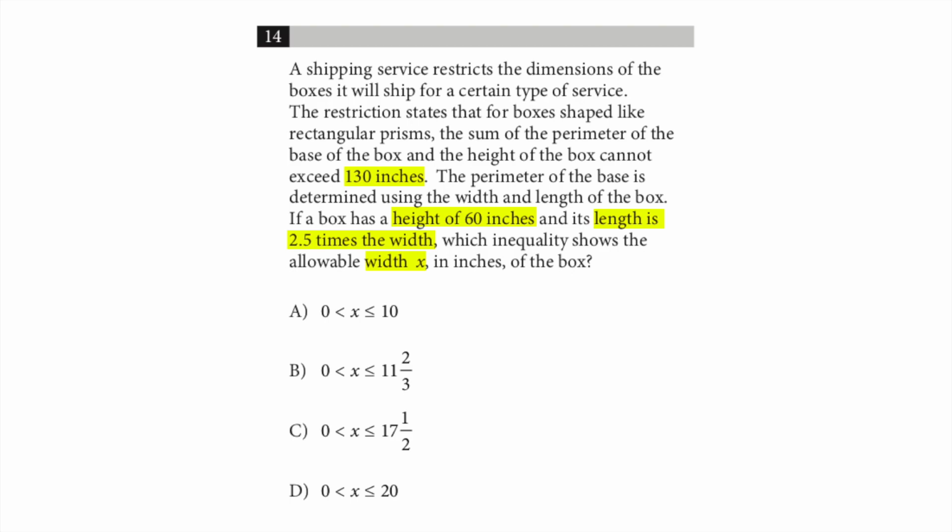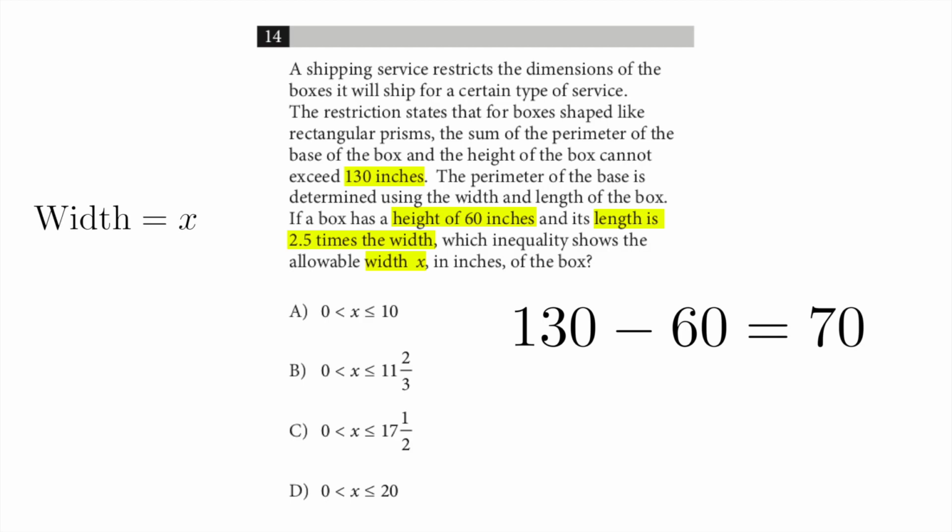Okay, so let's see here. First we have to subtract 60 from 130, which will tell us how much is allowed for the perimeter of the base, and that's 70. Now we have to be careful. The length is 2.5 times the width, and width is x. So the length is 2.5 times x. And combined, it's 3.5 times x. That's the length plus the width.